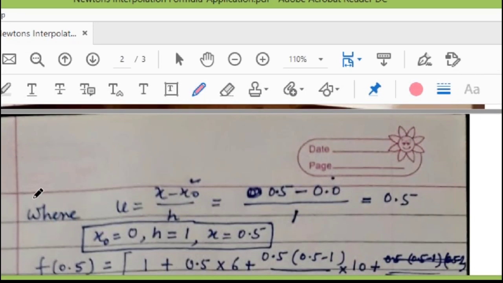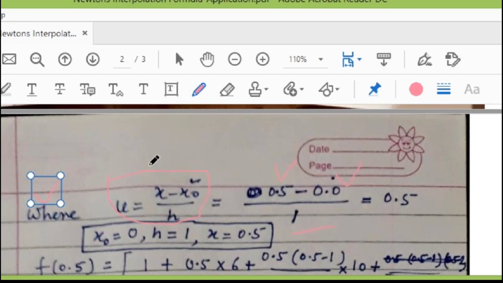Now, where u is equal to, how to get u? As I told you, this was the new variable here. So u is equal to x minus x0 over h. x is the value for which we are going to compute the value, when x is equal to 0.5. Minus what is x0? If you look at the table, x0 is 0.